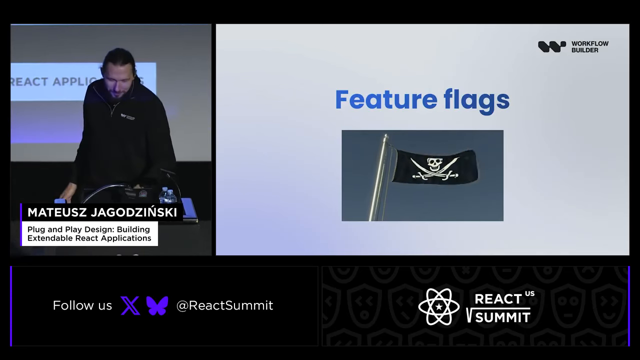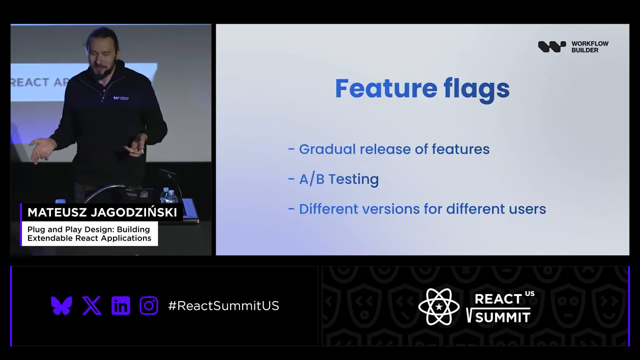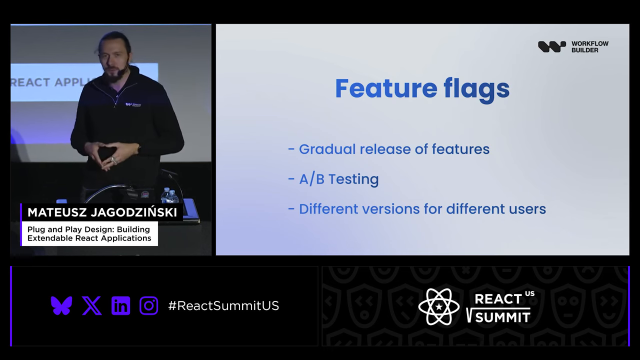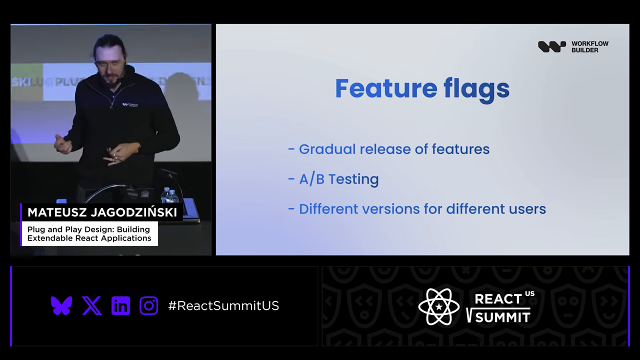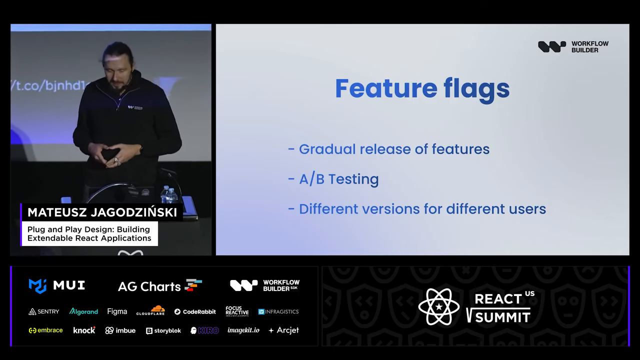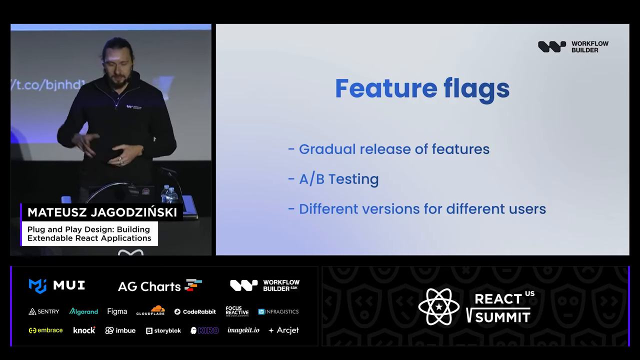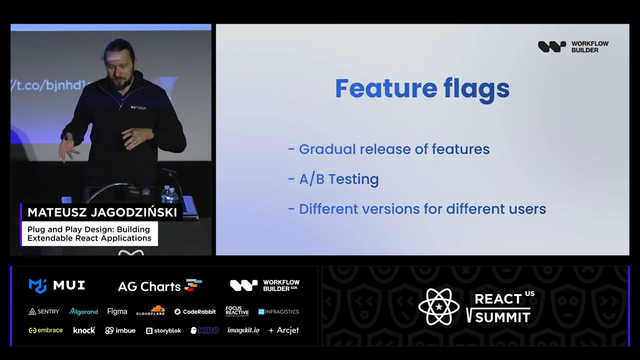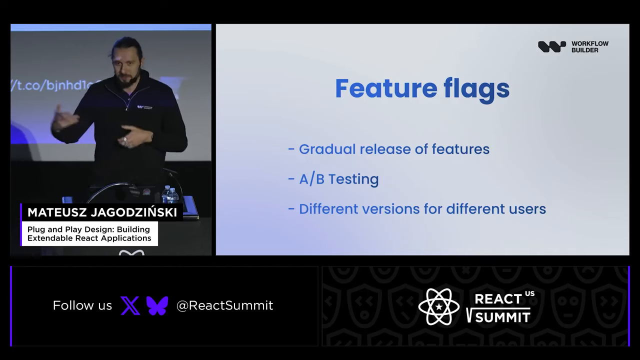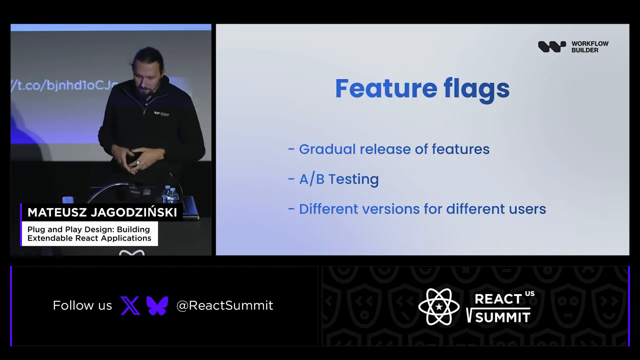So, feature flags. Why do we even use them? They are quite useful things. They allow us to do gradual release of features. They provide a way to do A/B testing. And in our case, they allow us to prepare different versions of the same product for different clients, essentially.